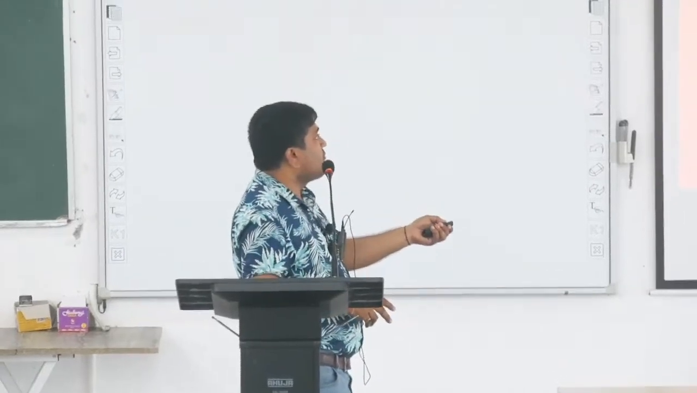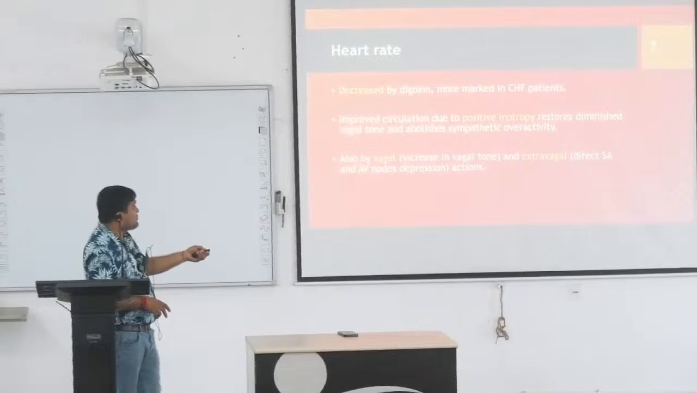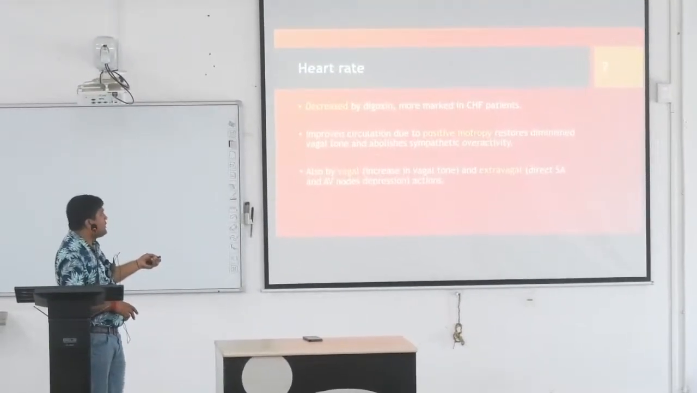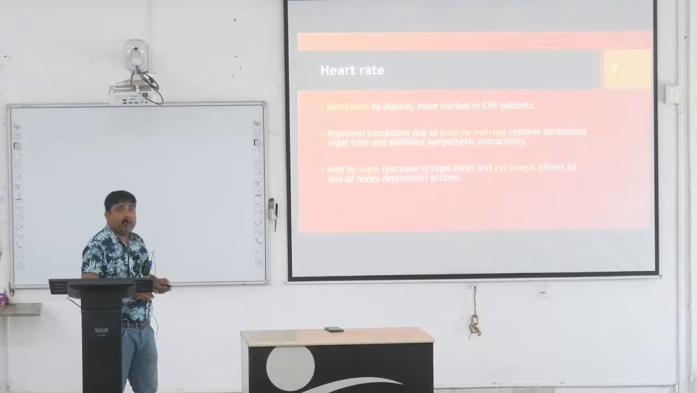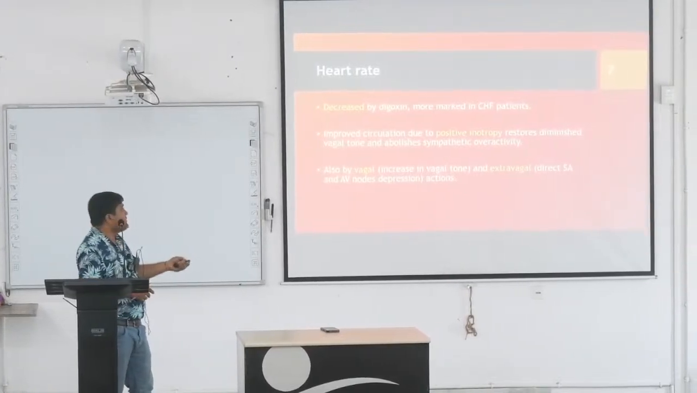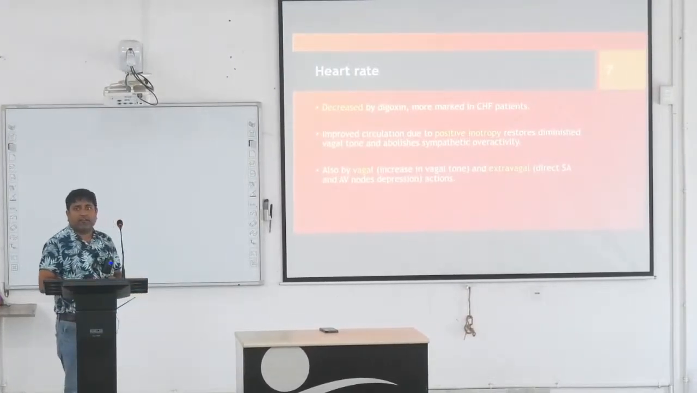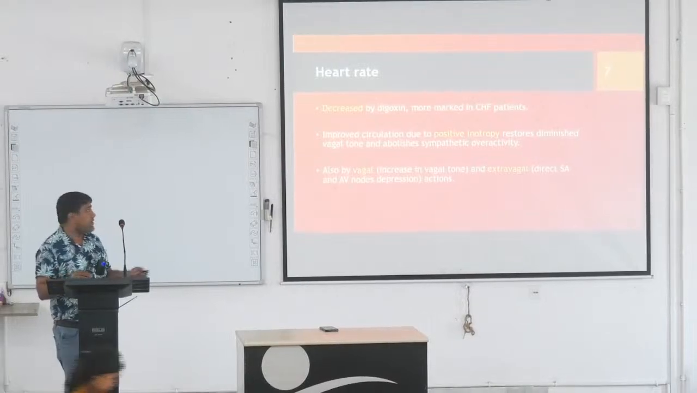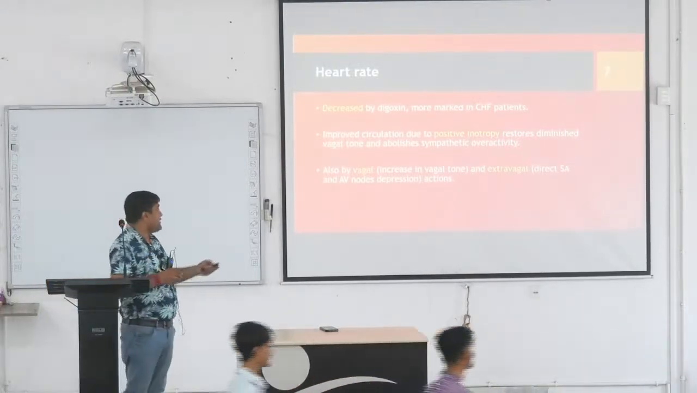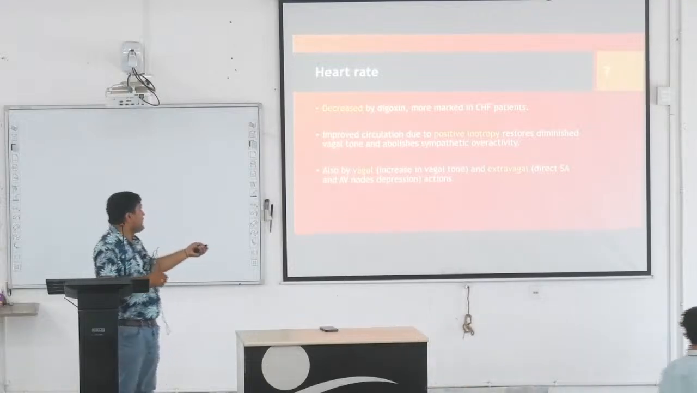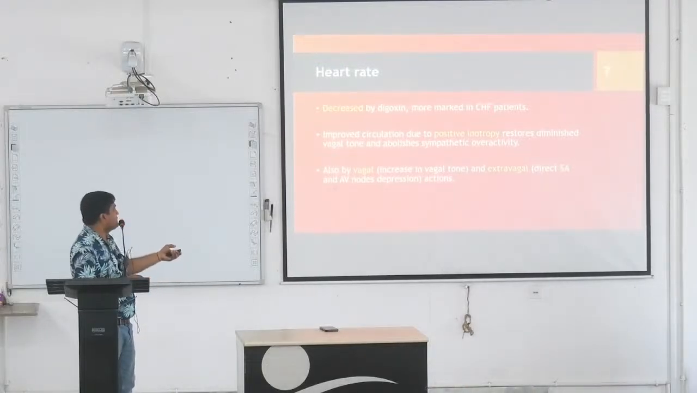Improved circulation due to positive inotropy restores diminished vagal tone and abolishes sympathetic overactivity. Also, by increasing the vagal tone and the extravagal effect, SA node and AV node depression occurs due to the use of digitalis, and thus it causes a decrease in the heart rate.